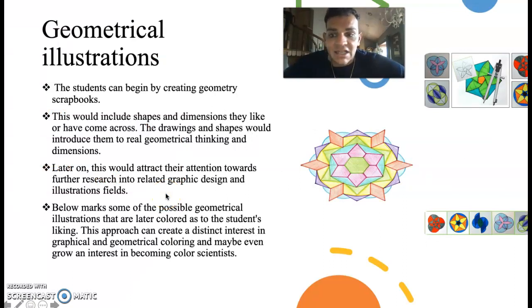Below are some of the possible geometrical illustrations that are later colored to the students' liking. This approach could create a distant interest in graphical and geometrical coloring that may even help them grow interest in becoming color scientists eventually.